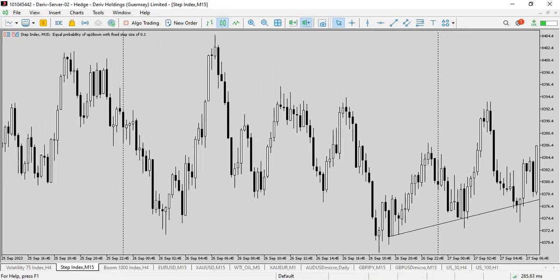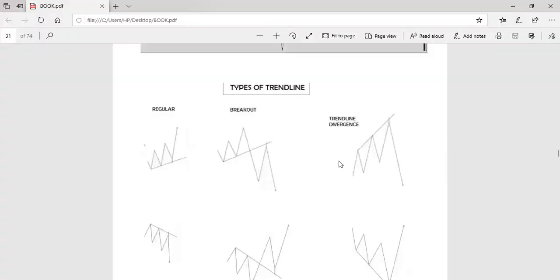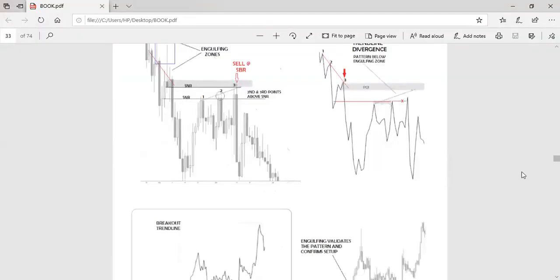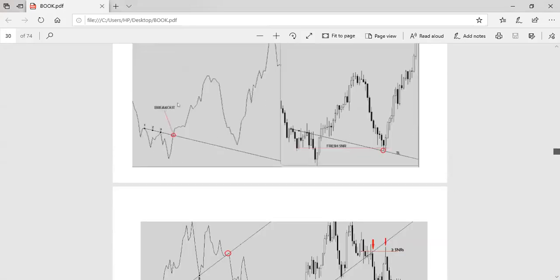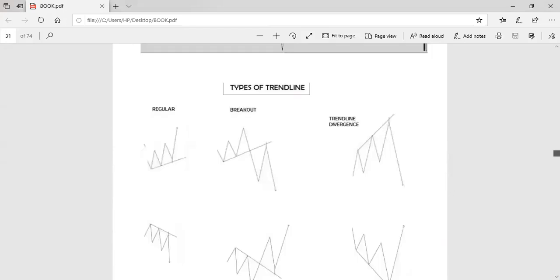Let's go back to the pattern. Please practice, practice, practice. Open up your chart to see many of these. Open up your chart to practice with this trend line. So we want to see breakouts. We have shown one of these. So we are looking for this, right? We're looking for that.